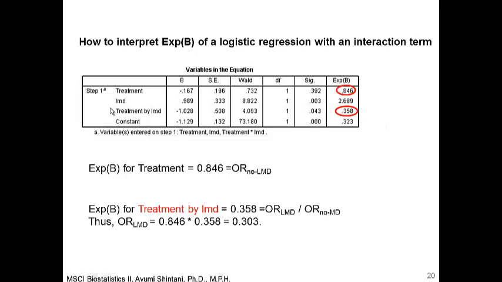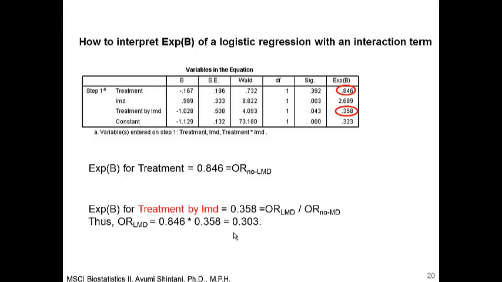So when you have a cross-product term in the model, interpretation of the odds ratio or beta coefficient for each parameter becomes a little bit tricky. Okay, so the odds ratio for the treatment term indicates the odds ratio of treatment only among patients without left main disease. And if you want to compute the odds ratio of treatment among patients with LMD, left main disease, you need to multiply these two numbers. Okay? So that's how you can compute both LMD-specific effects of treatment.